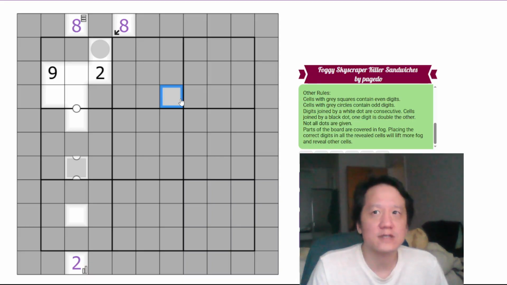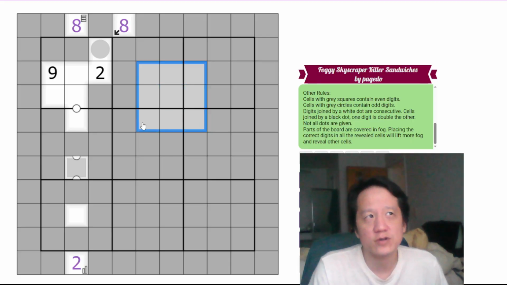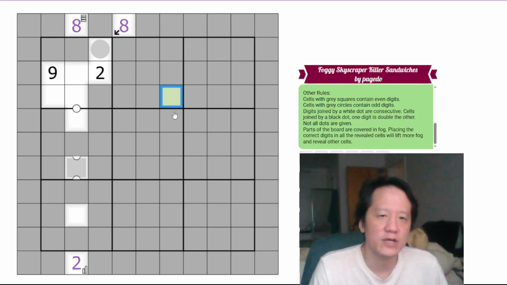Up until recently, which was normal fog of war. Actually, I don't remember what the term people use for it. There was a good term for it, but basically, it used to be that if you place the correct digit here, it would clear the fog in that cell, and then in all the surrounding 8 cells around it. But it sounds like this is not that type of fog of war.